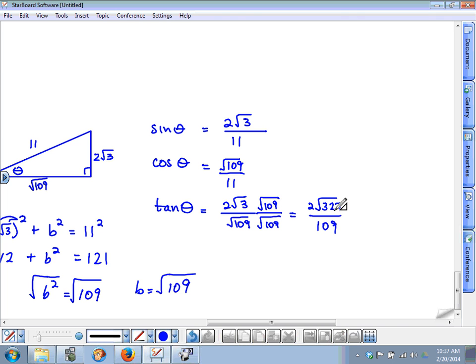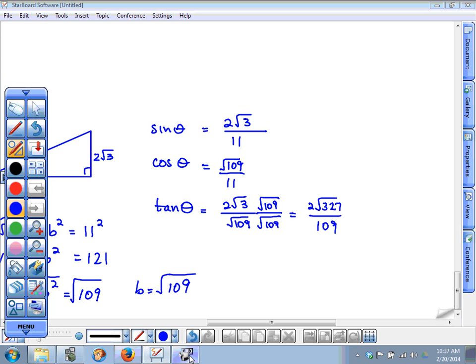So there's the sine, there's the cosine, there's the tangent. This is the very, very beginning of trigonometry. We're going to go a lot more in detail this unit.